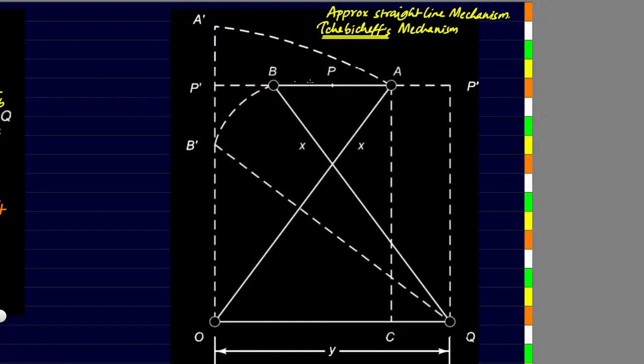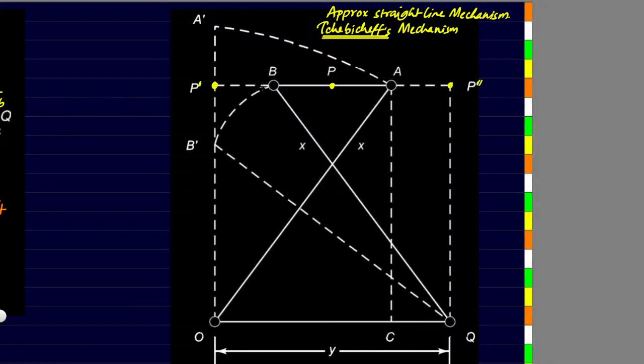What we do here is we take a linkage like this, and we want the point P to pass through three points. One is P dash on the leftmost extreme, P double dash on the right side extreme, and the midpoint. These three points, we want to keep them in a straight line.